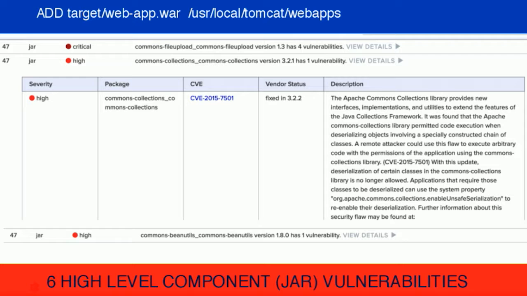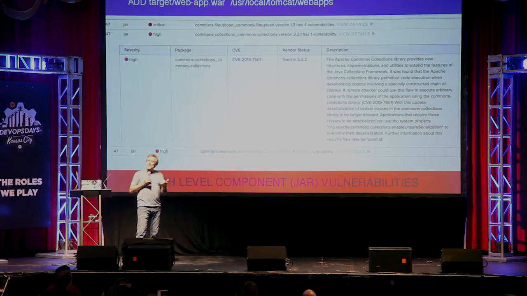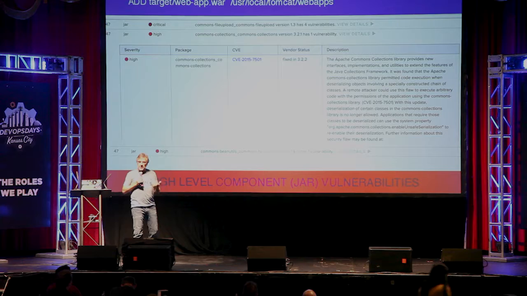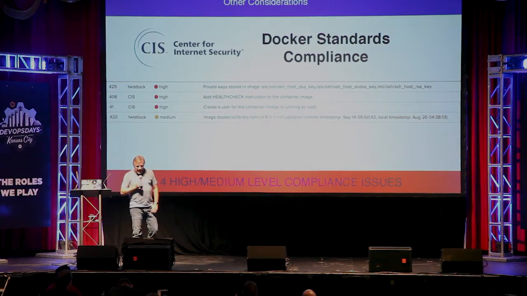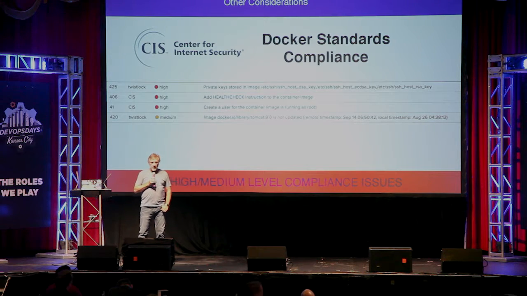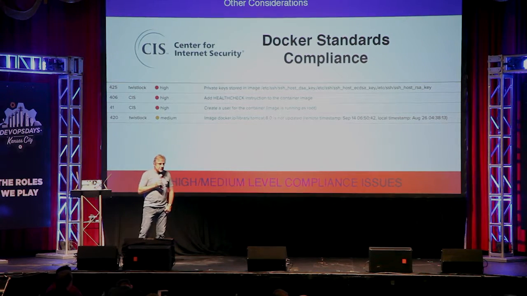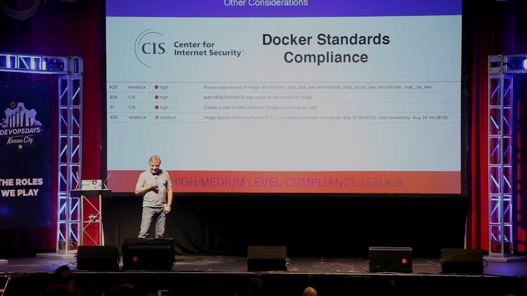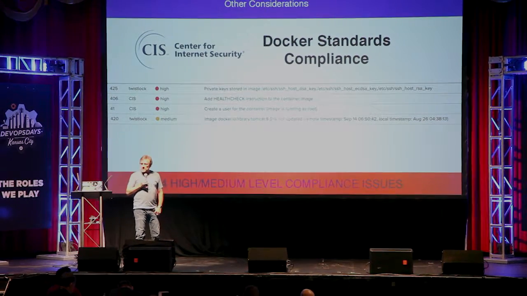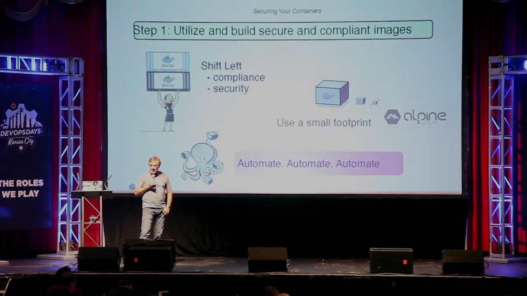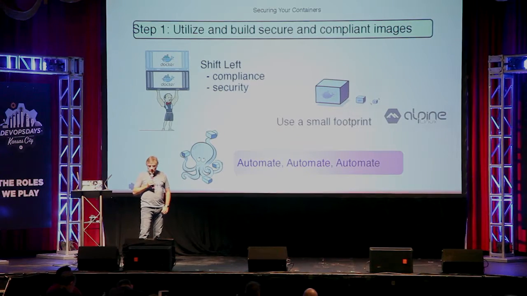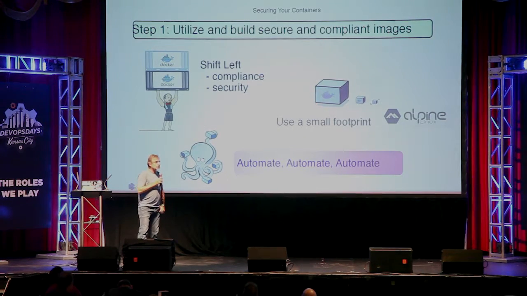And then finally, our web application has 6 high-level vulnerabilities in 3 components. There's usually a fix for every vulnerable component or binary. So in this one, it's fixed in 3.2.2. And then finally, I don't know if you're familiar with the Center for Internet Security, but they publish Docker standards. I would recommend that you try to make your containers comply to those. In this case, we have a private key stored in an image and containers running as root. So how do we secure all of this?